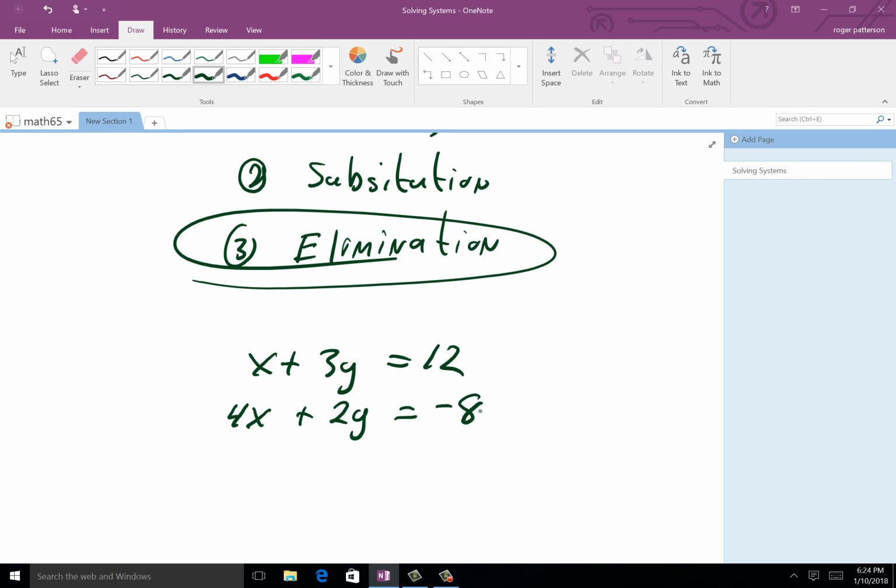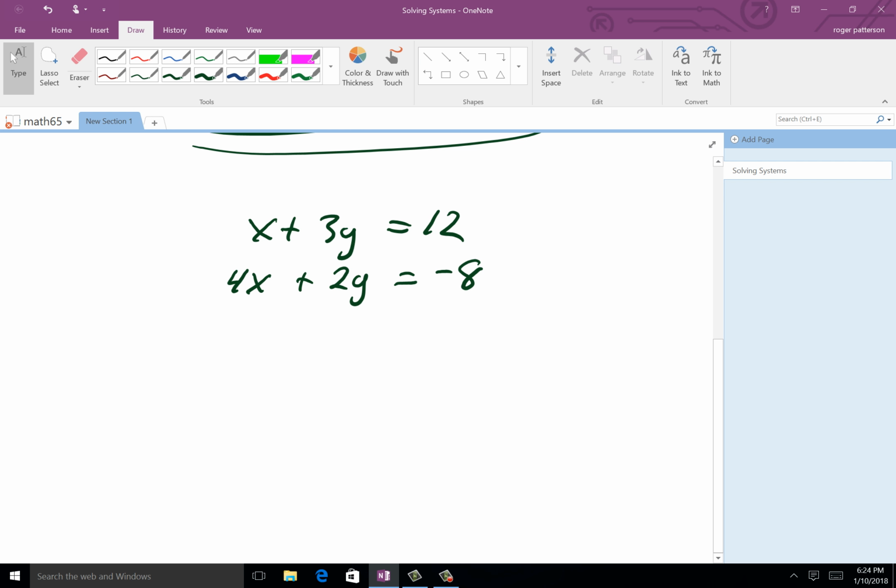But like I said, substitution is not really the best way in my mind. I think this way is actually the easiest way. So let's explain how it works. Basically what we're going to do is take either one of these equations or both and multiply them by some sort of a number, so that when we add, one of these variables is going to be eliminated. So it's going to be gone.